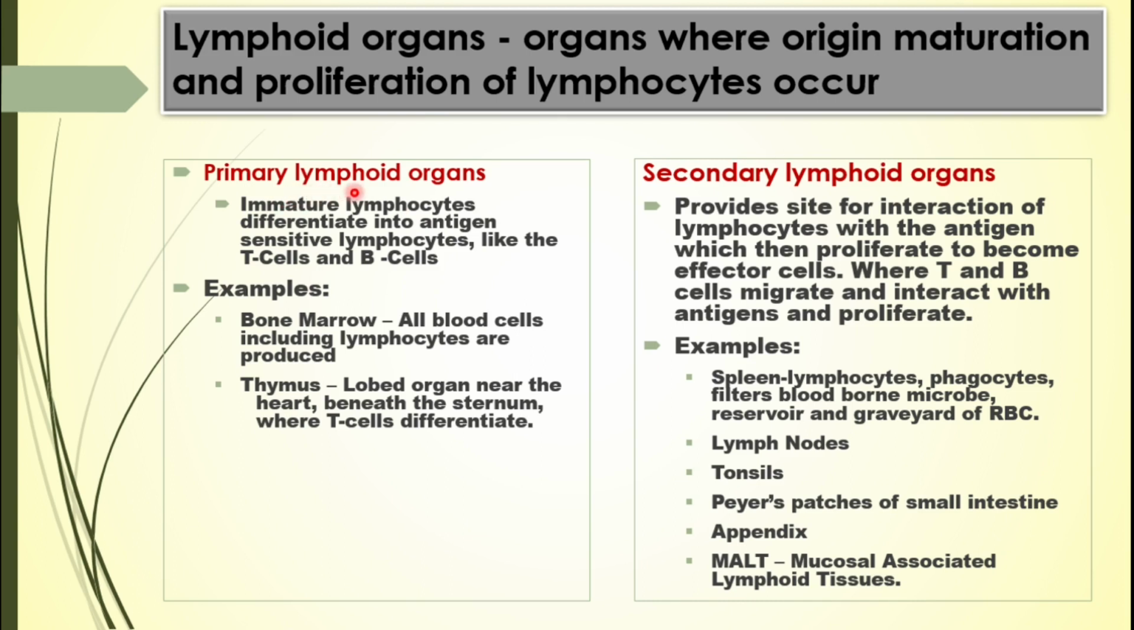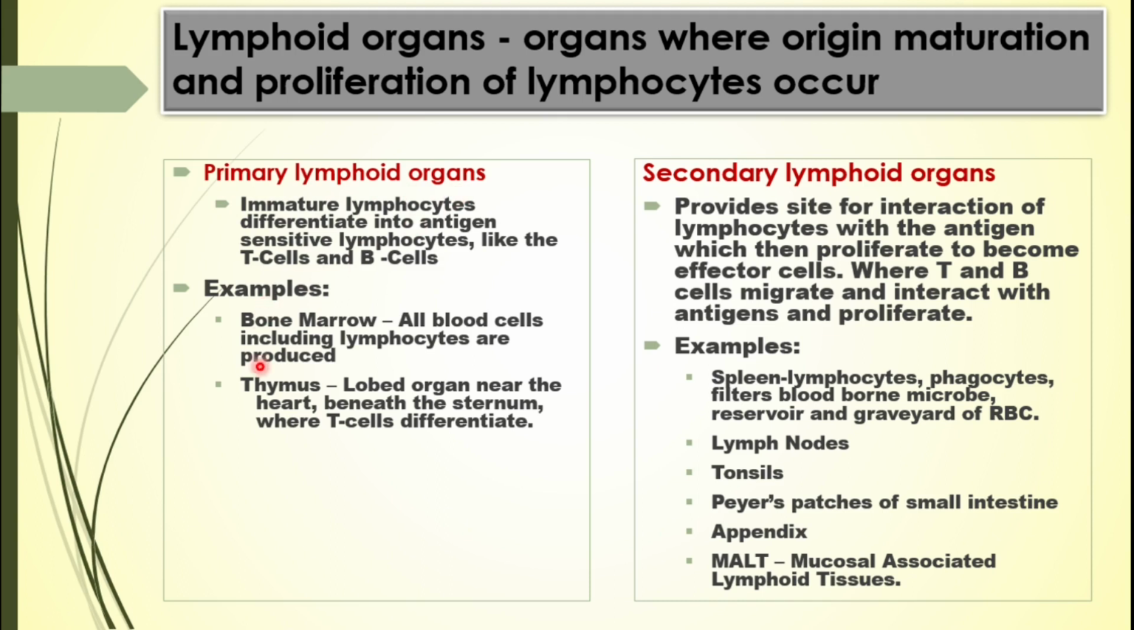Primary lymphoid organs are those organs where immature lymphocytes differentiate into antigen-sensitive lymphocytes like the T cells and the B cells. You must remember that the immature lymphocytes were formed in the bone marrow, and then some of them migrated either to the thymus and some of them remained in the bone marrow. So, those organs into which these immature lymphocytes migrate and they differentiate are called the primary lymphoid organ.